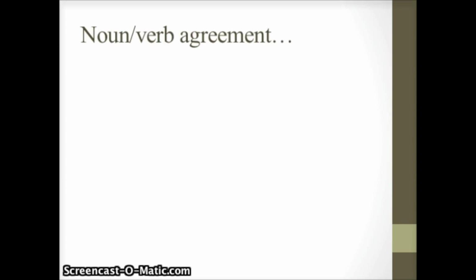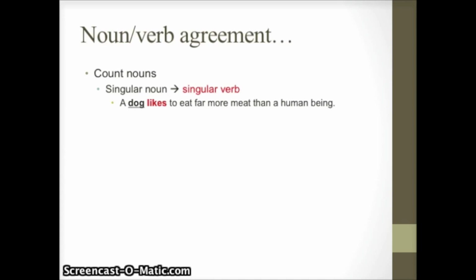For count nouns, when you use a singular form, you need to use the singular form of the verb. Here's an example. A dog likes to eat far more meat than a human being. In the same sense, when you're using the plural form, use a plural form of the verb. For example, bigger dogs cost more.